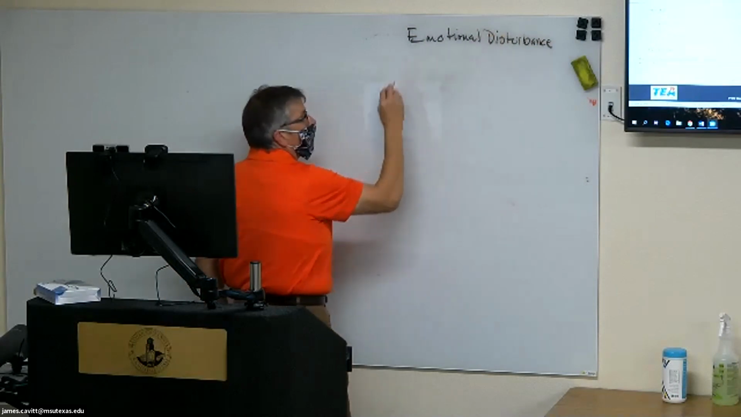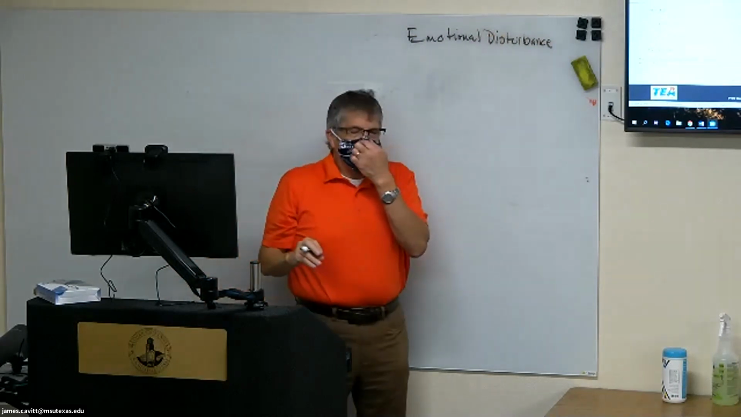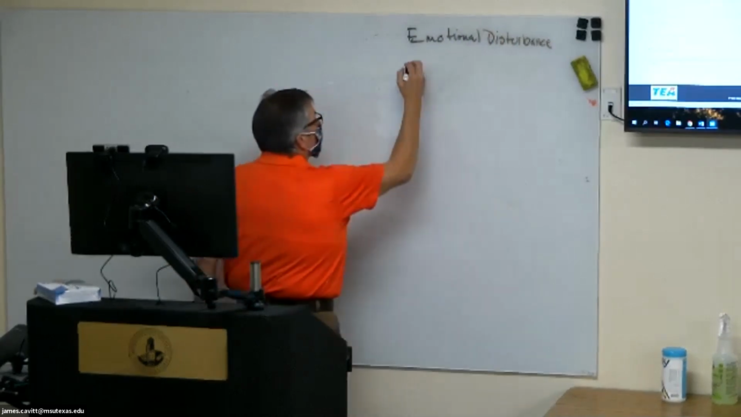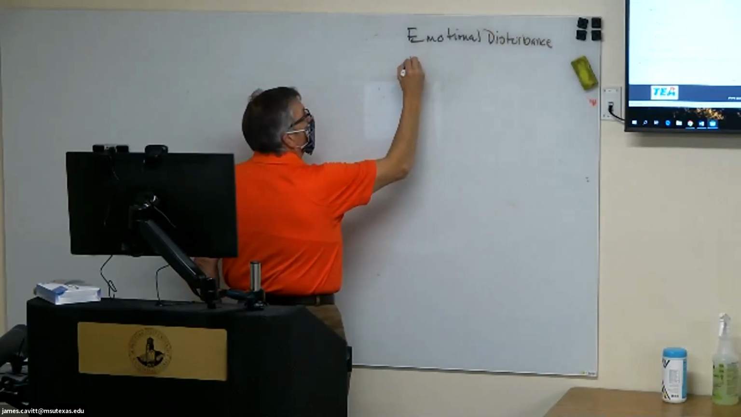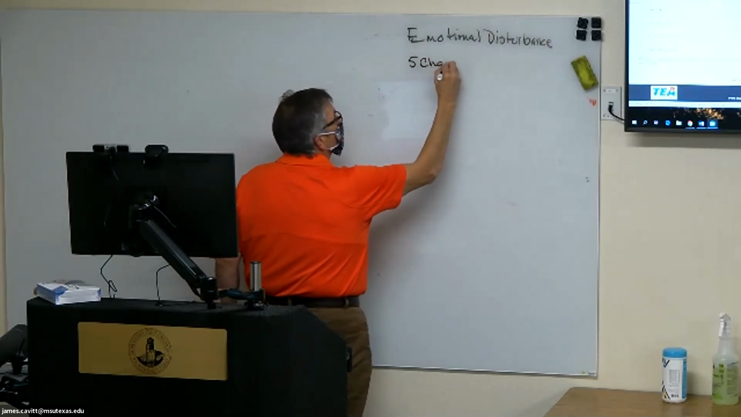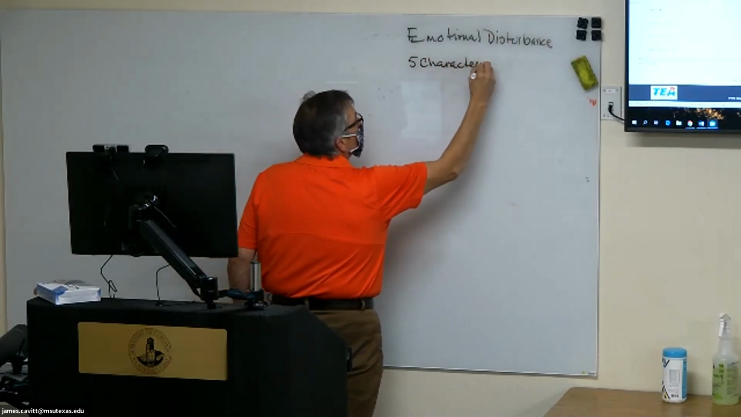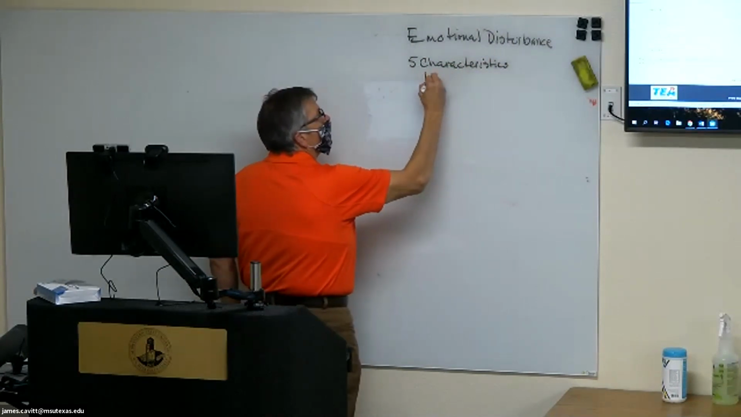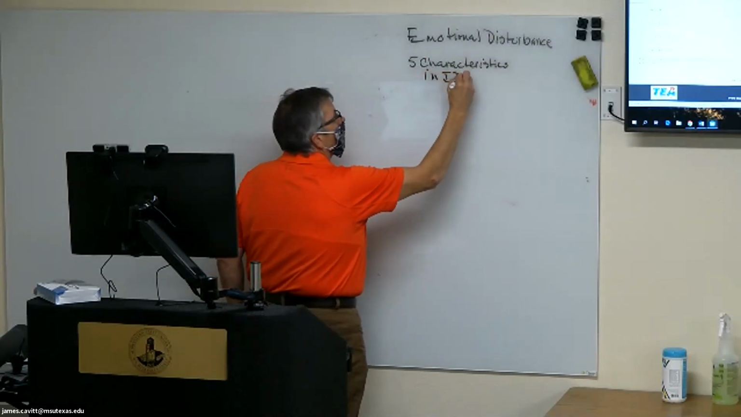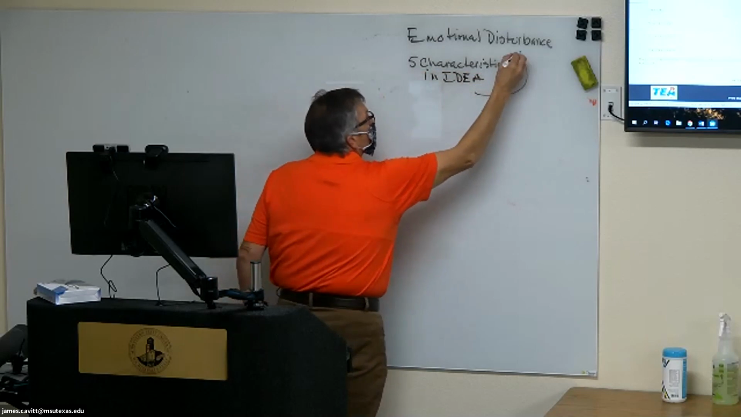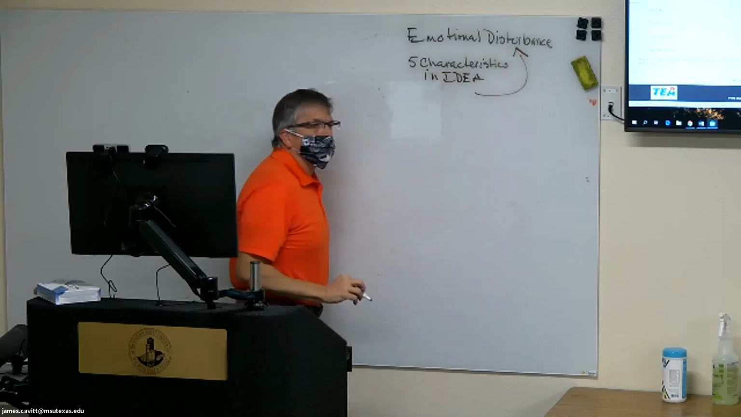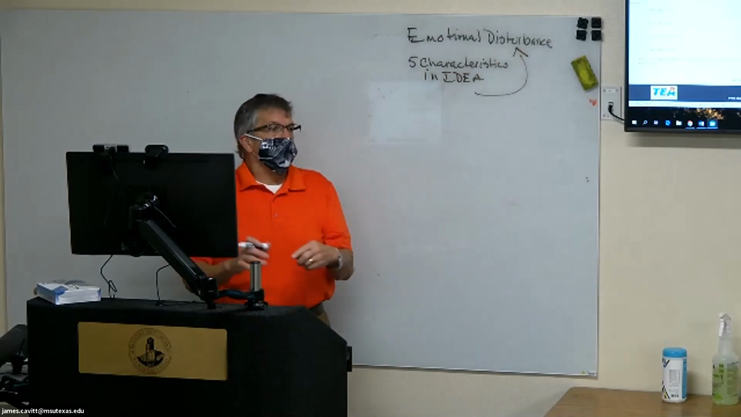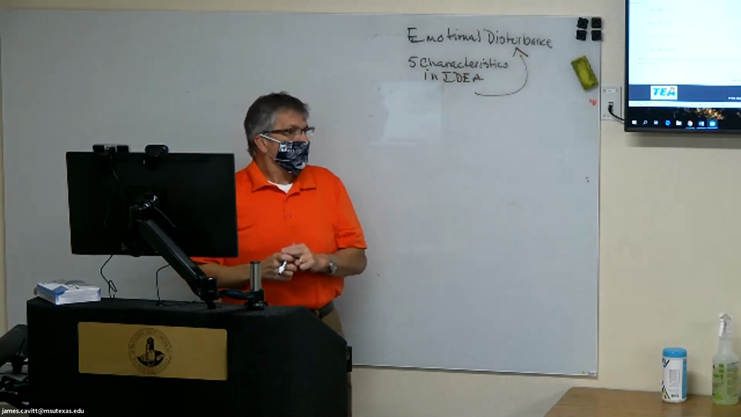And we talked about the characteristics. You will need to know the 5 characteristics in IDEA for emotional disturbance. That will be one of the big questions. Okay.